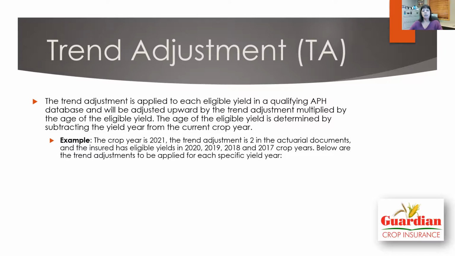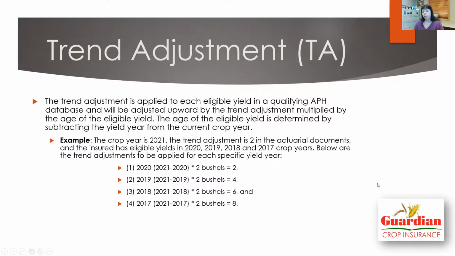The insured has eligible yields in 2021, 2020, 2019, 2018, and 2017 crop years. So below are the trend adjustments to be applied for each specific yield year. In 2020, we're 1 year behind 2021, so you're going to take 1 times the 2 bushel trend adjustment, which is 2, and you're going to add 2 bushels to the 2020 actual yield that you have.